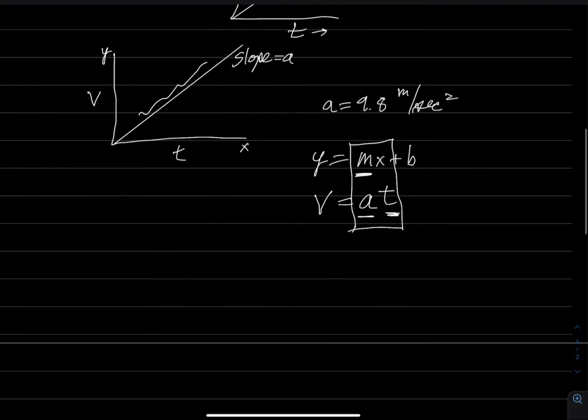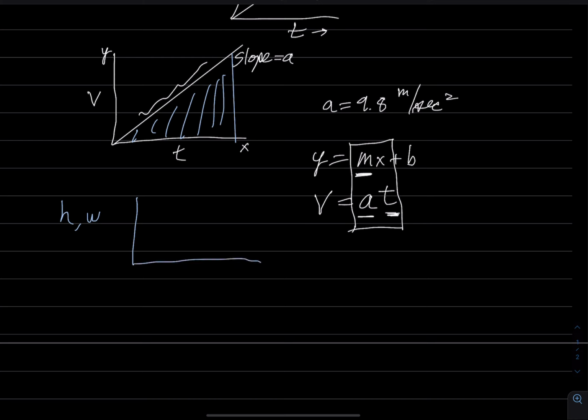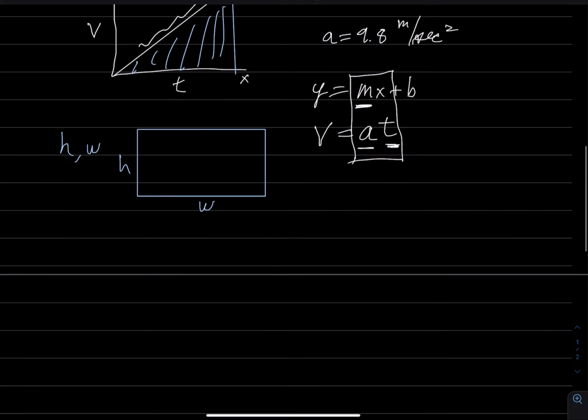Now, what is curious about the velocity versus time graph is that the area underneath the velocity versus time graph, this area here, tells us how far something has gone. Why is that? If you have a box that is a certain height and a certain width and you want to know the area of the box, you multiply the height times the width, and that gets you the area. So h times w is the area that is enclosed like that, okay?